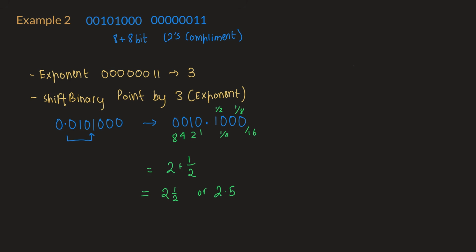Okay guys, so the important thing to take away from this is, if our number is negative, that is, our most significant bit is 1, we will first find the 1's complement by flipping the bits, then add 1 to get the 2's complement, and then shift the binary point to get our final answer. But in the case that our number is positive, so our most significant bit is 0, we do not need to find the 1's or 2's complement. In this case, you just directly find the exponent and shift the binary point to get your answer.